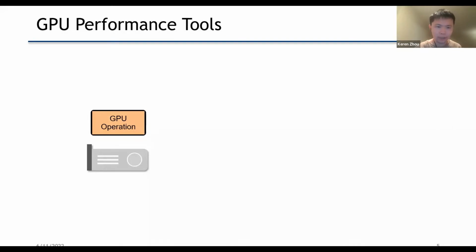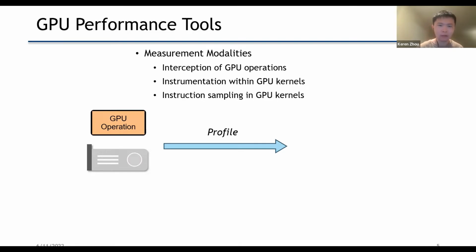GPU performance tools analyze GPU operations running on a GPU and derive important metrics. There are several measurement modalities for GPU performance tools. For example, we can intercept coarse-grained GPU operations to get coarse-grained metrics, such as the time for each operation and the number of threads used by each GPU operation. Besides, we can instrument instructions in GPU kernels to inspect detailed behavior of each GPU instruction. Otherwise, we can also use hardware counters, such as instruction sampling hardware counters in GPUs, to sample instruction behaviors.